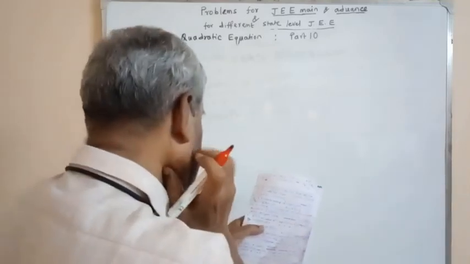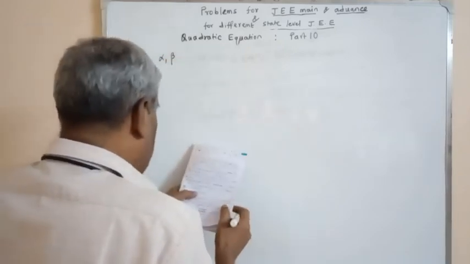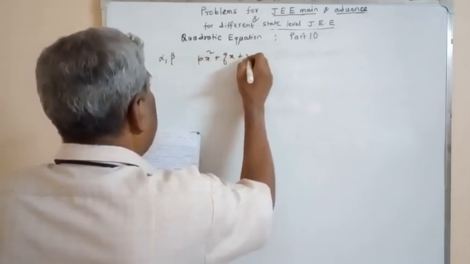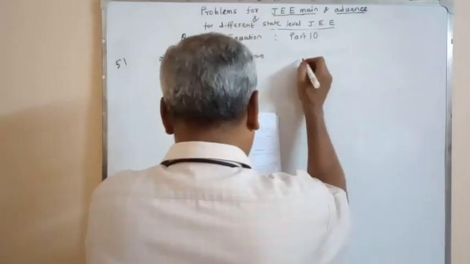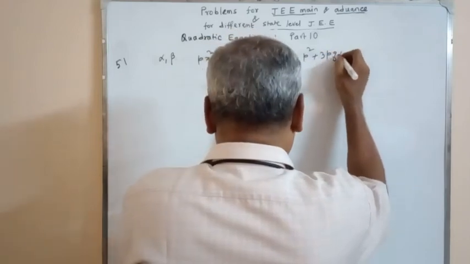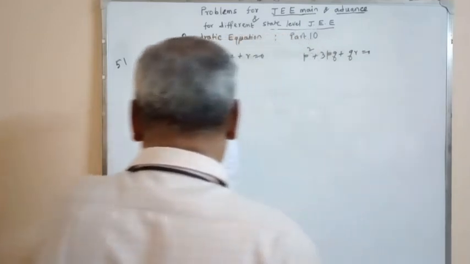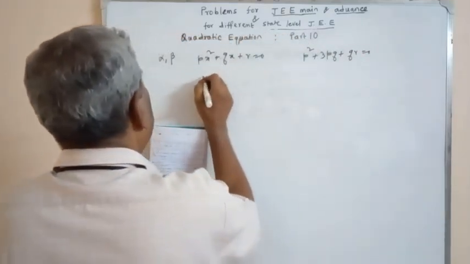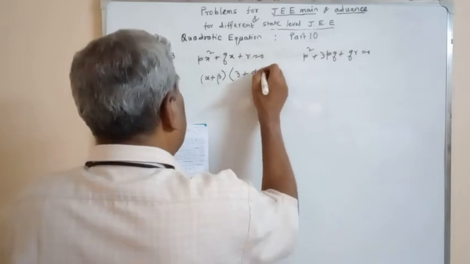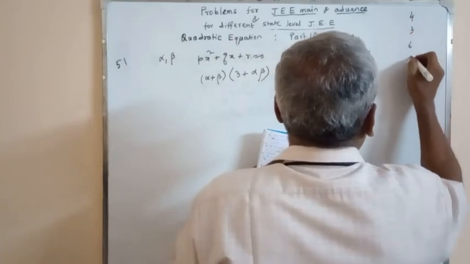51. If alpha, beta are roots of px square plus qx plus r equal to 0, and p square plus 3pq plus qr is equal to 0, then the value of (alpha plus beta) into (3 plus alpha beta) is equal to, options: 4, 3, 6, 1.